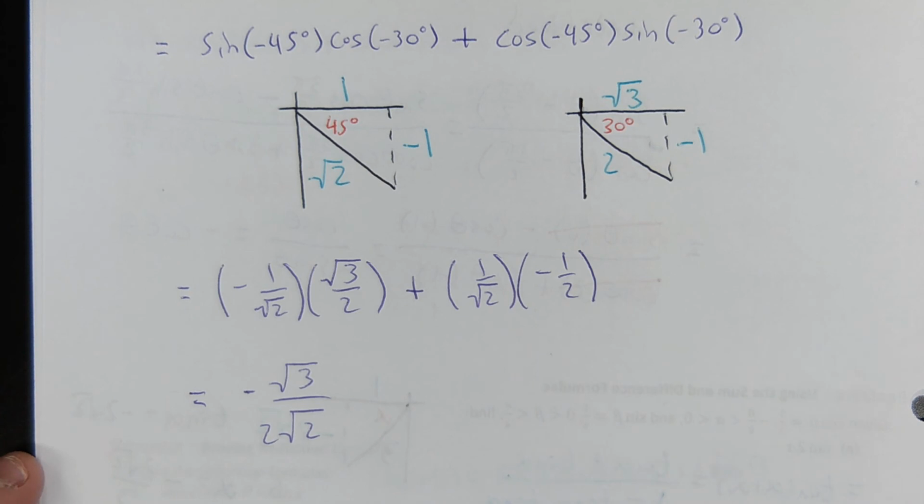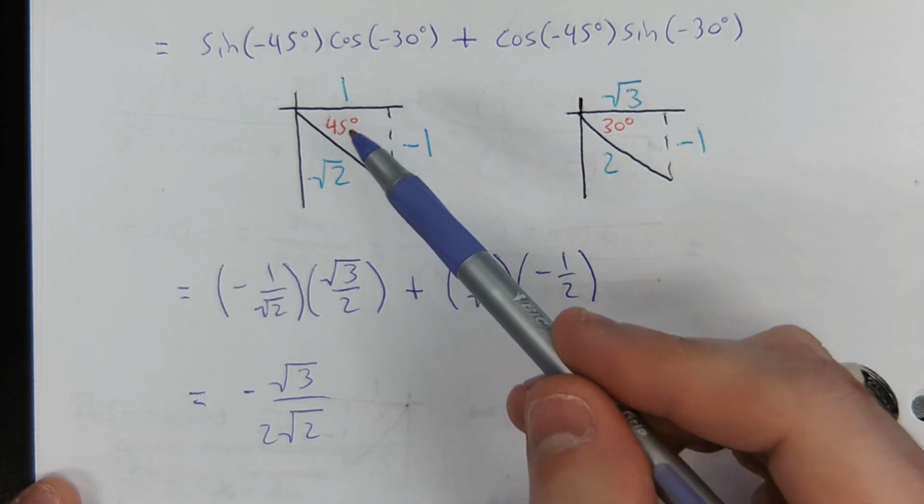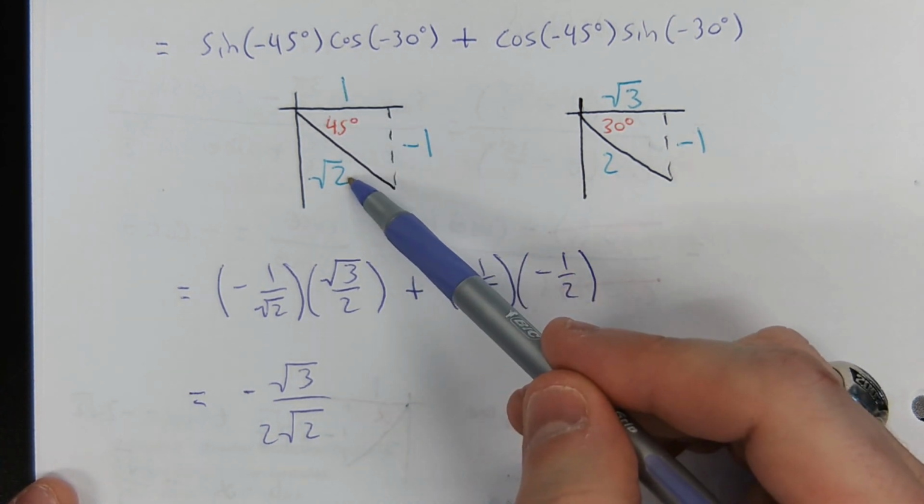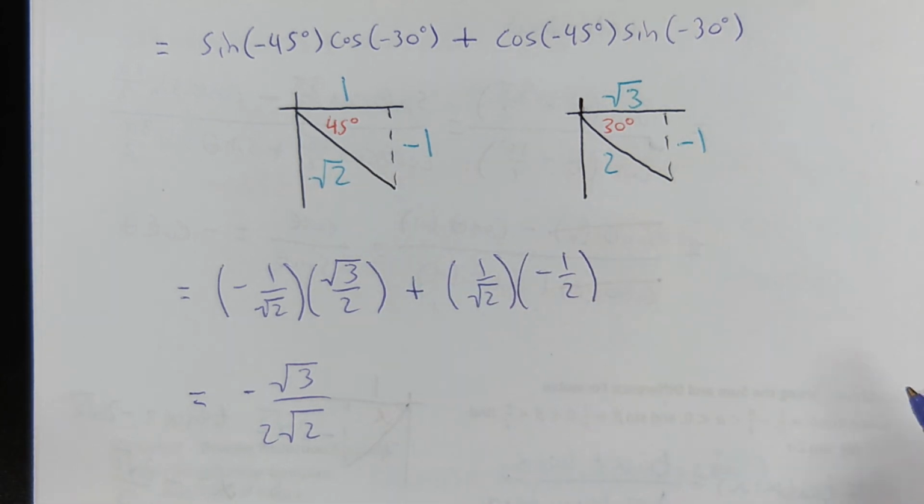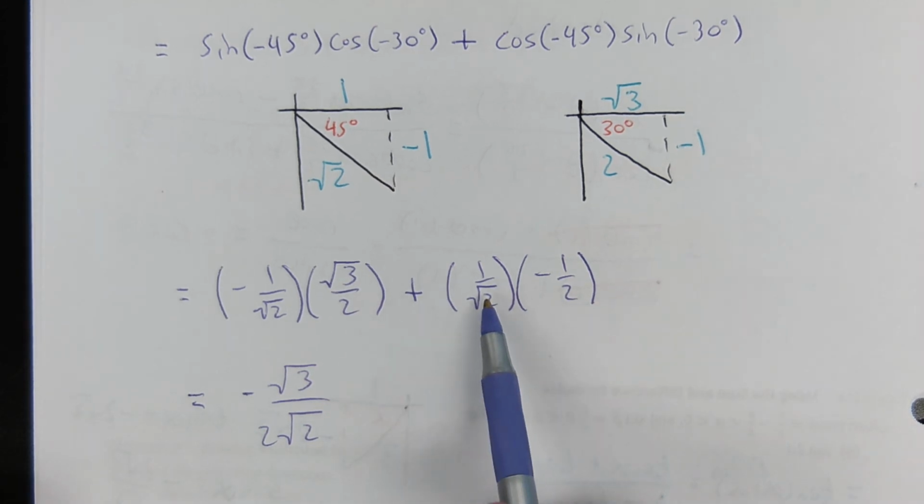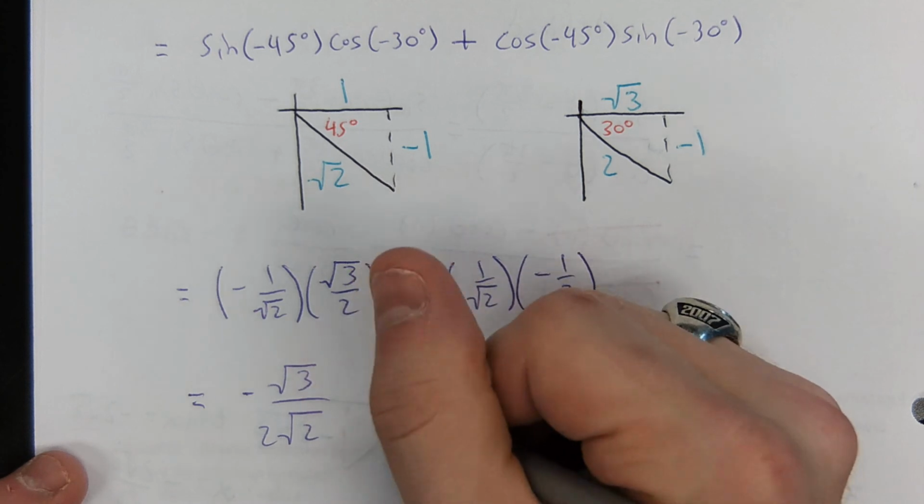Yeah, cosine of negative 45 degrees is negative. No, cosine's x over r. Oh, okay. Sine would be y over r. Only one would be negative because we're in quadrant 4. If we were in quadrant 3, they'd both be negative. And then here we have negative 1 over 2 root 2.